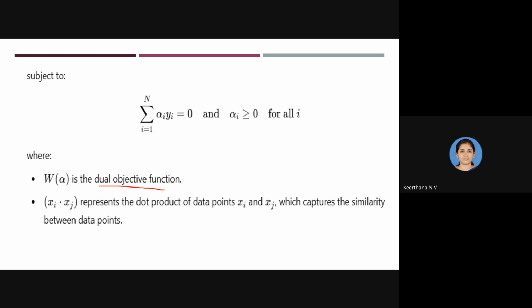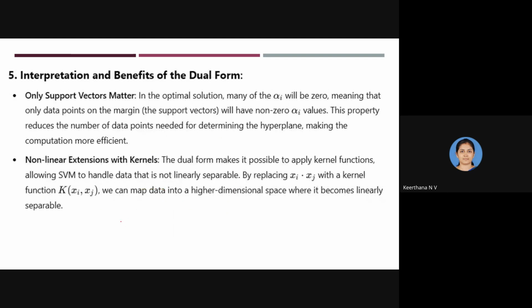Here this is the dual objective function, and these represent the dot products of the data points between xi and xj. So the fourth thing, we are going to see the interpretation and benefits of the dual form. Why are we going for the dual problem?